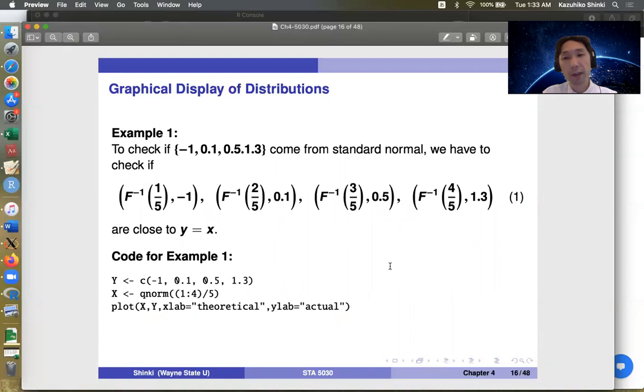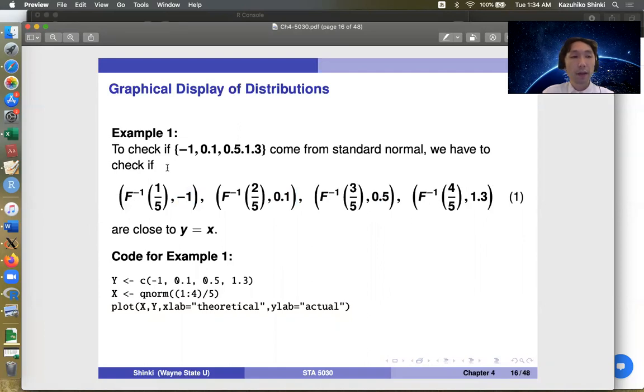We start with an example. Suppose that we observed 4 observations: -1, 0.1, 0.5, and 1.3. We would like to see if such an assumption, that these observations come from a normal distribution, is plausible or not. By the definition of the QQ plot, we plot these 4 points. The ordered observations are -1, 0.1, 0.5, and 1.3, and the x coordinates are F inverse of 1/5, F inverse of 2/5, F inverse of 3/5, and F inverse of 4/5.